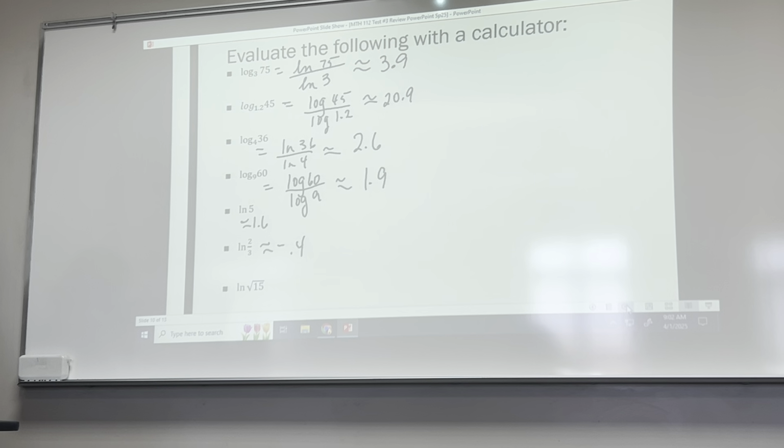And then the natural log of the square root of 15, so natural log, second x squared to get my square root, put the 15 in, close the parentheses, close again, 1.4. Okay? So just make sure you practice your calculators so now you have the correct answers to several. Just practice.